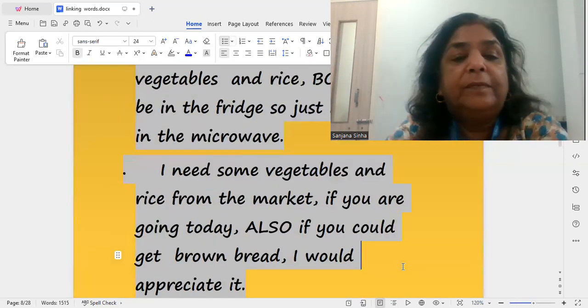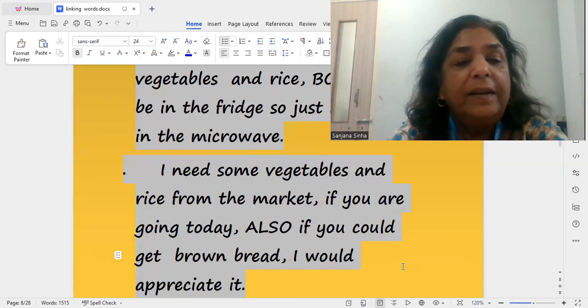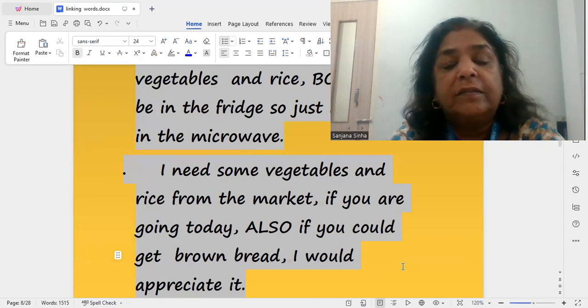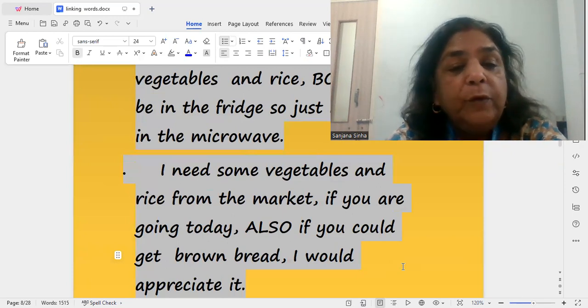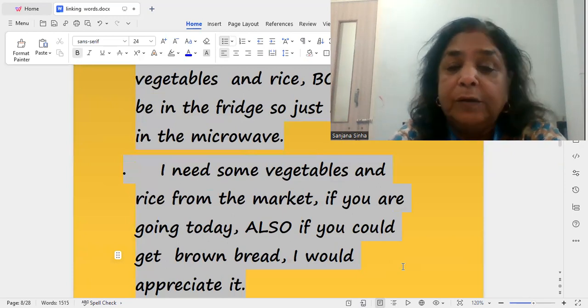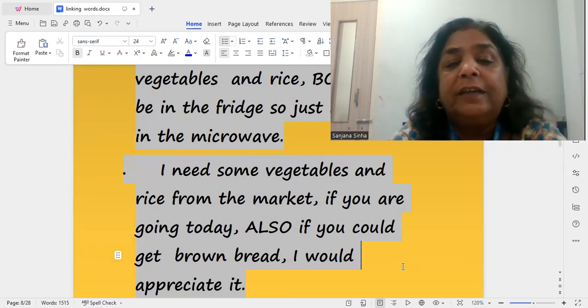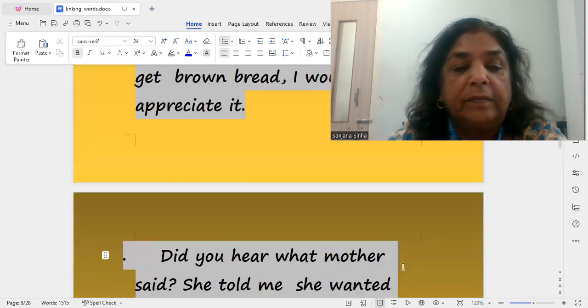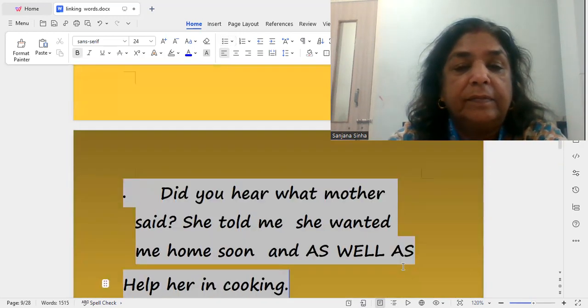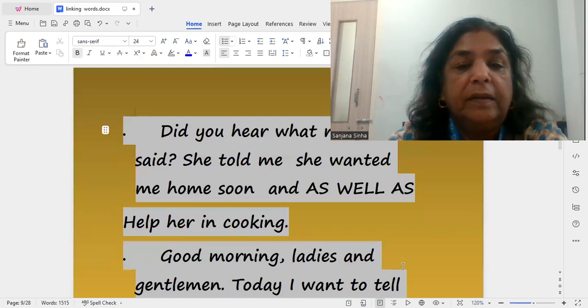The third example. I need some vegetables and rice from the market, if you are going today. Also, if you could get brown bread, I would appreciate it. The next sentence.